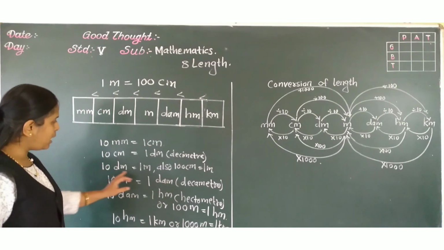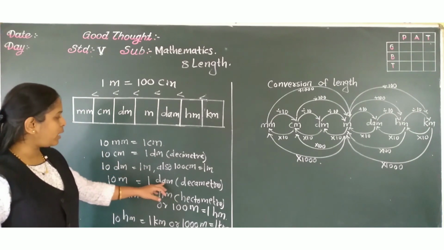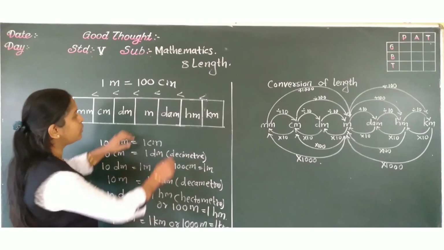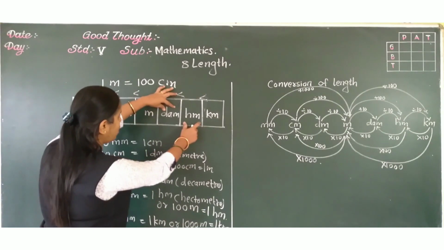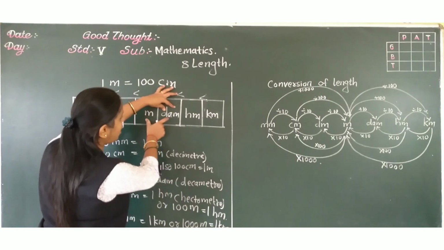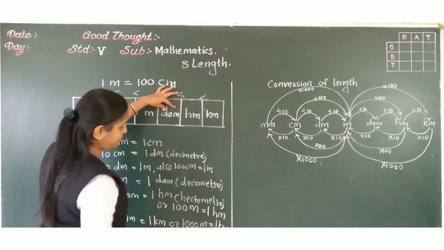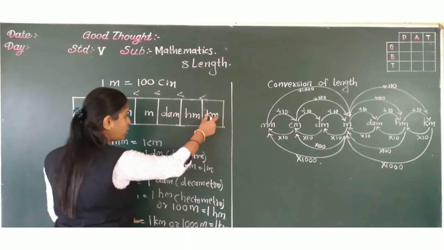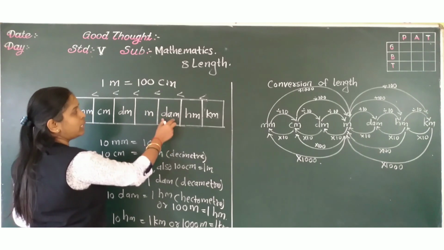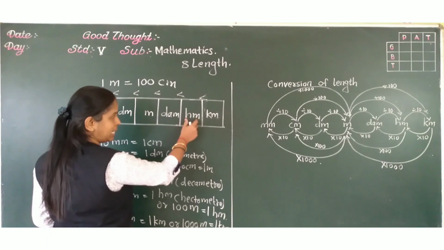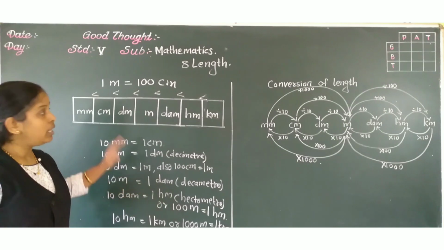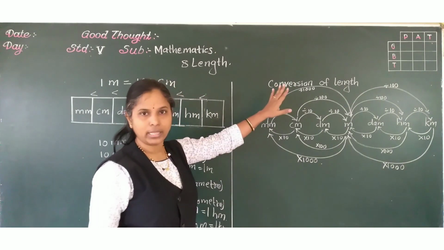Up till here we have seen. Now 10 meter is equal to 1 DAM, decameter. 10 decameter is equal to 1 hectometer or 100 meter. 10 into 10, 100. 100 meter is equal to 1 hectometer. Then 10 hectometer is equal to 1 kilometer. Or we can say 10 into 10, 100 into 10, 1000. That is 1000 meter is equal to 1 kilometer. These are the conversions.